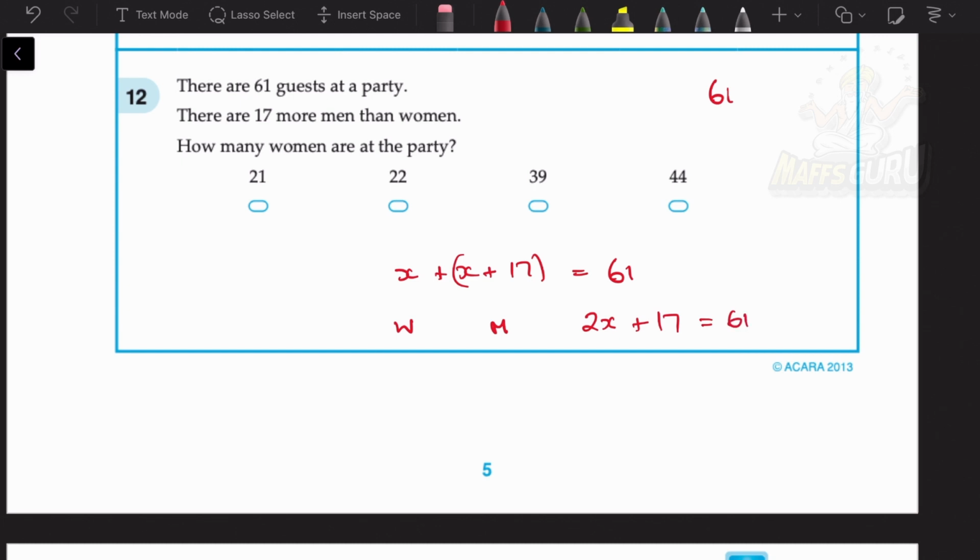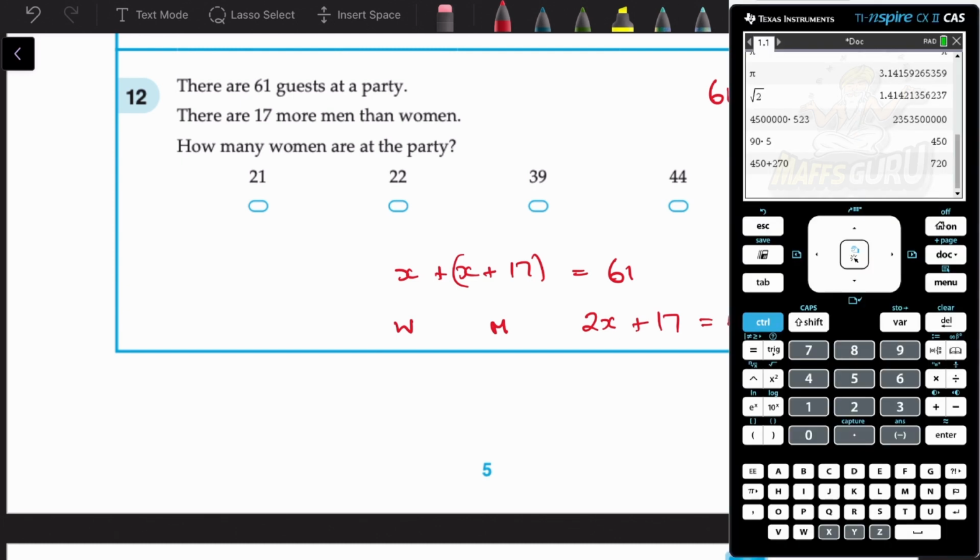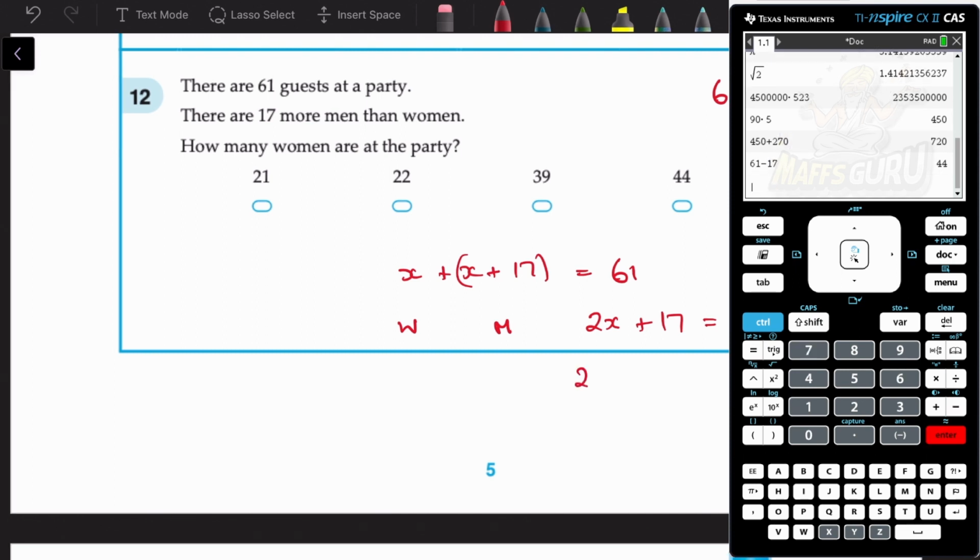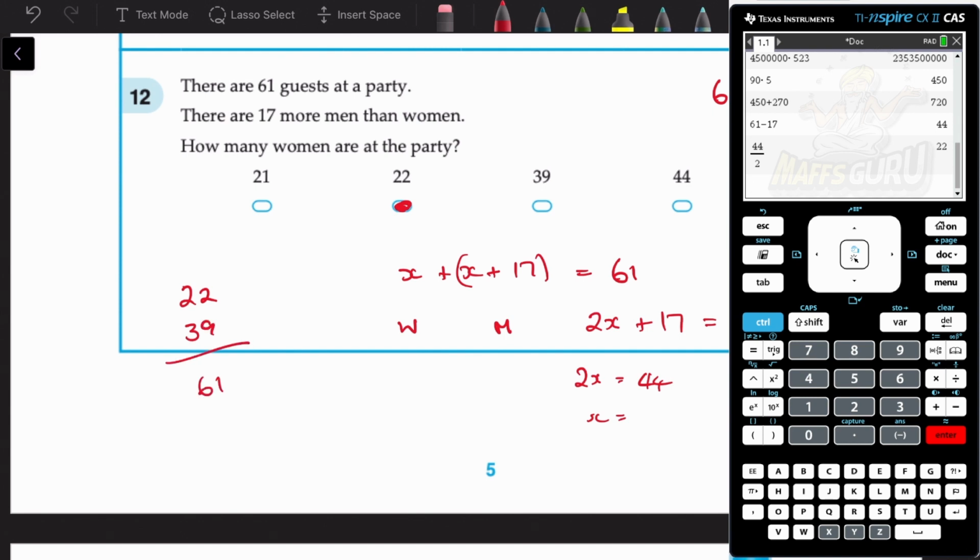There may be other ways of doing this. So I'm going to bring up my calculator just so I don't make mistakes. 61 minus 17 is 44. So I know that 2X is 44. And so X, which is the number of women, is 44 divided by 2, which is 22. And let's just check. If I've got 22 women, then 17 more than that would give me 39. Add those together, and it does in fact give me the 61.